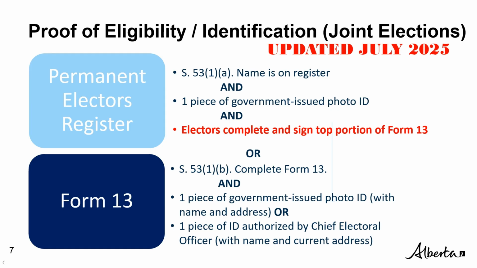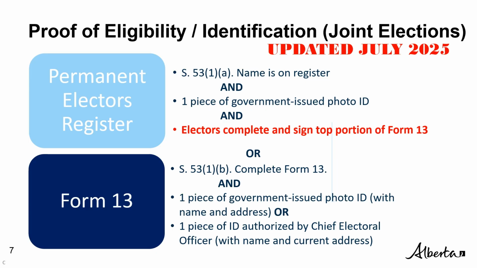Now for the slight difference in proof of eligibility and identification if you are administering a joint election, which is an election for both municipal councillors and school trustees. In joint elections, if the elector is on the PER for the municipality and their current address matches their government-issued photo identification, the Statement of Elector Eligibility portion of Form 13 must still be completed in order to receive all the relevant ballots. This is because the PER only contemplates eligibility to vote municipally, but doesn't consider the different electoral boundaries often involved with school divisions that may encompass multiple municipalities.